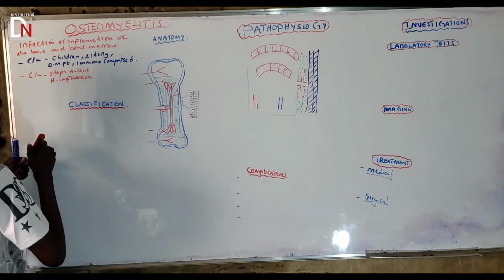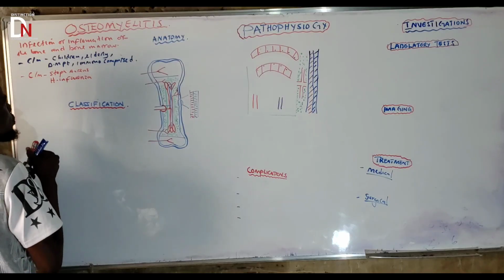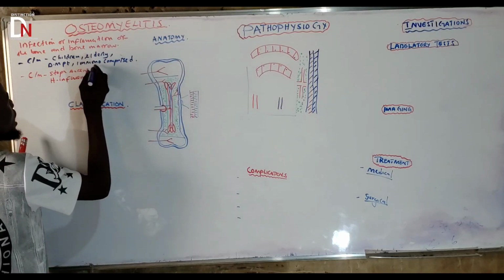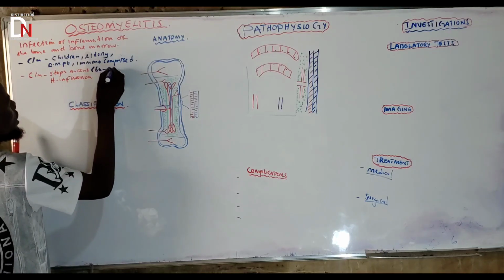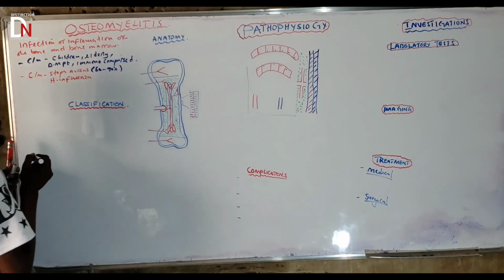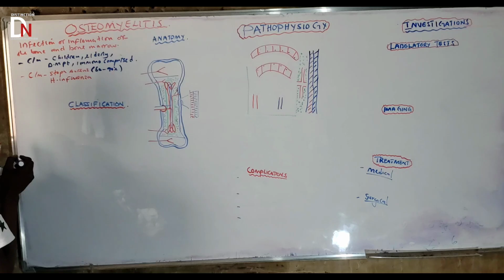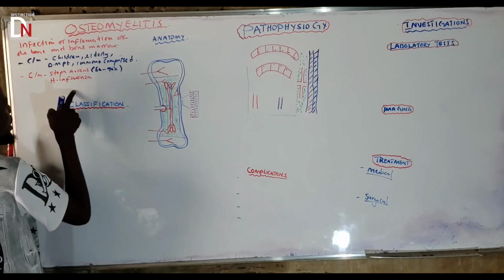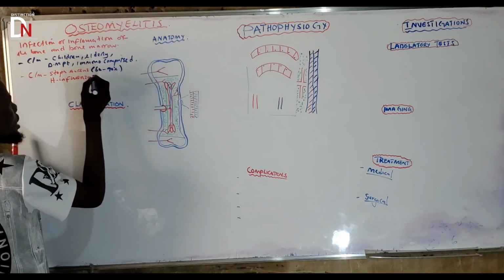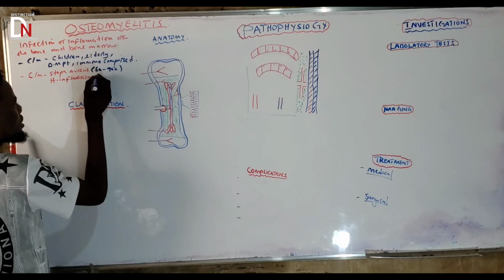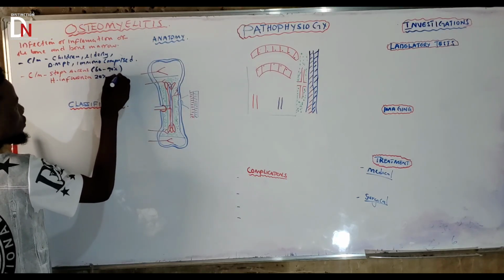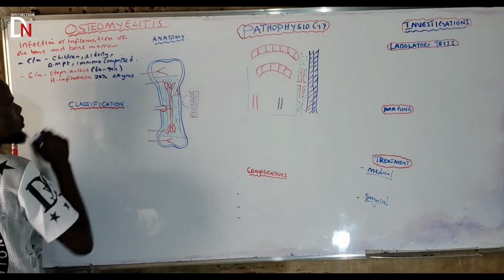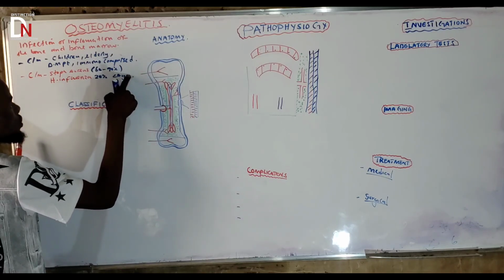So here we said 60%. Let us write that one so that we don't forget. On Staphylococcus aureus, we are saying 60 to 90% of all cases are caused by Staphylococcus aureus. The H influenza is in about 20% of cases, in children less than 4 years. That is also an important case to take note of.